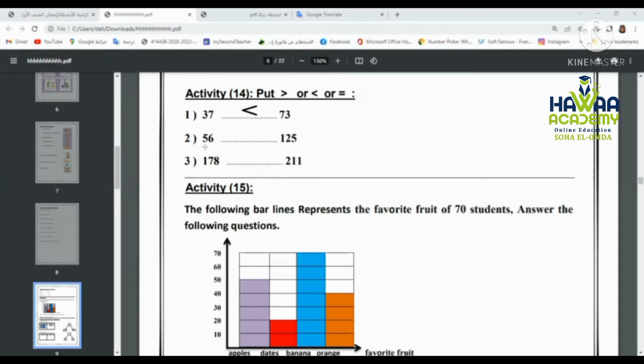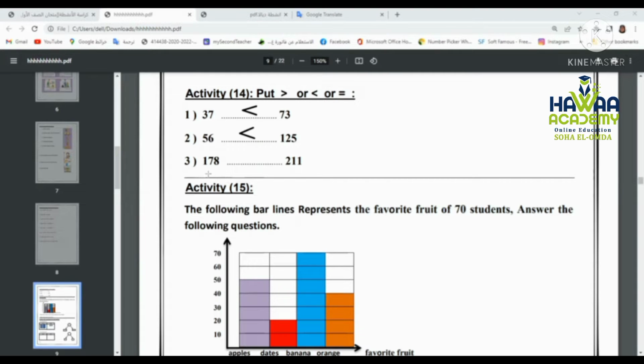What about the second one? Is 56 greater than or smaller than 125? Of course, the 3-digit number is greater, or much bigger, than the 2-digit number. So 56 is smaller than 125.